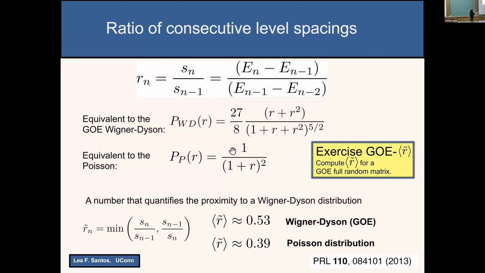There are distributions for them, again, depending on whether you have level repulsion or not. Associated with each one, we can get a number, which is the minimal value between these two consecutive spacings: one number for Wigner-Dyson, another for Poisson. It's the same story, but now you don't even need to think about unfolding. So this is very simple. As an exercise, I put for you to try to compute this mean value for this tilde. In the matrix, it's a very dense matrix.